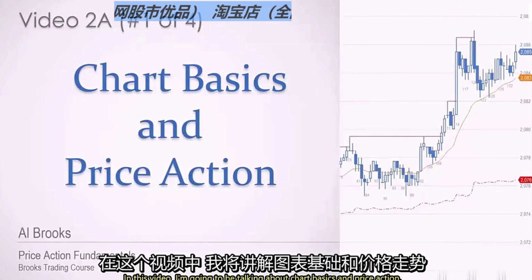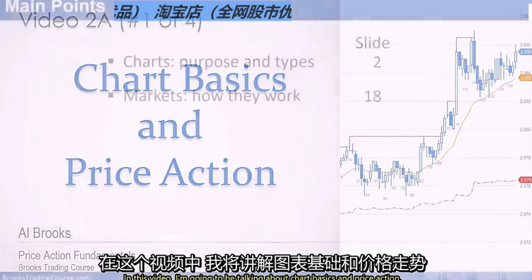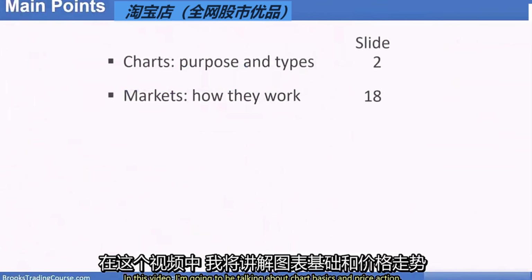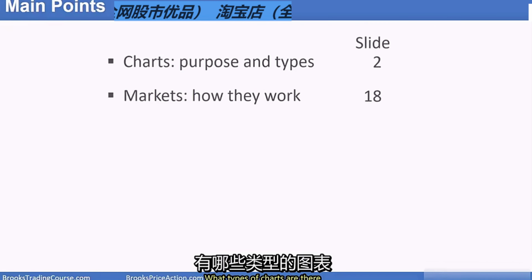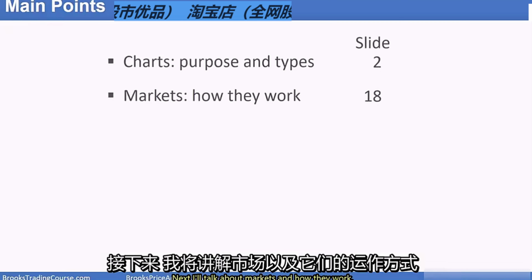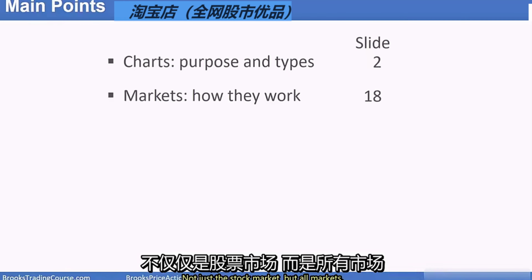In this video, I'm going to be talking about chart basics and price action. First, I'm going to be talking about charts and why use charts. What's the purpose of charts? What types of charts are there? Next, I'll talk about markets and how they work. Not just the stock market, but all markets.